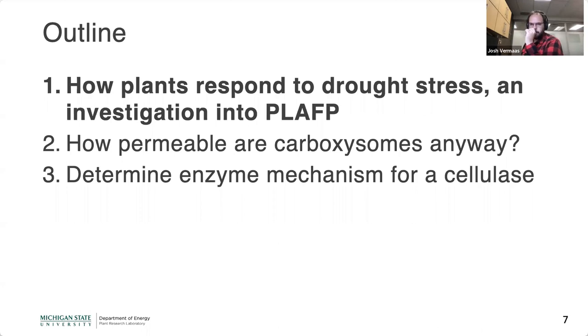All right, so now to the main part of this. We're going to be talking over three different projects. So one is how plants will respond to drought stress, an investigation into one particular protein that carries this drought stress trigger across the plant. One's looking at that carboxysome structure that I showed earlier. And the third is to determine the enzyme mechanism for cellulase. So again, all of this is being done computationally through molecular dynamics simulations.